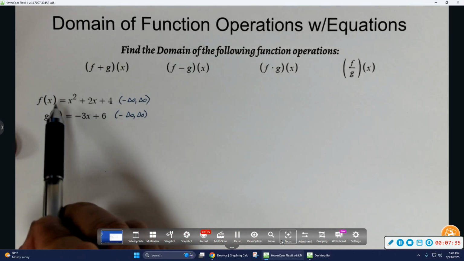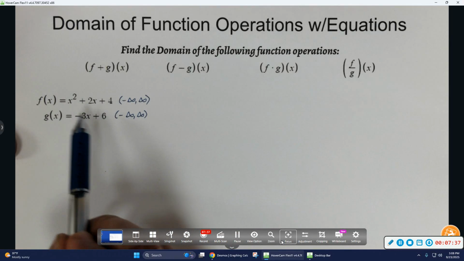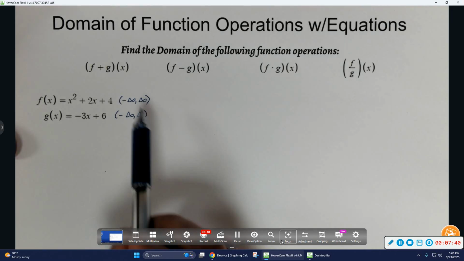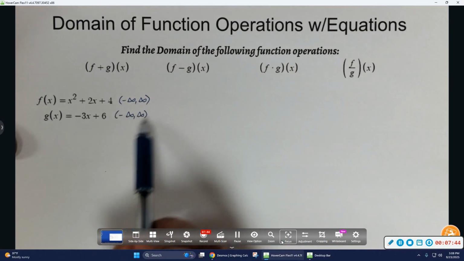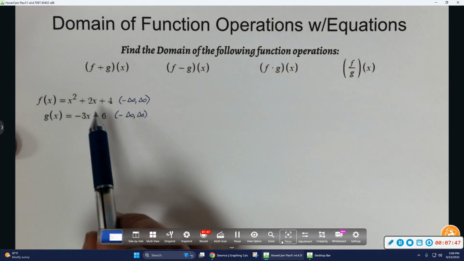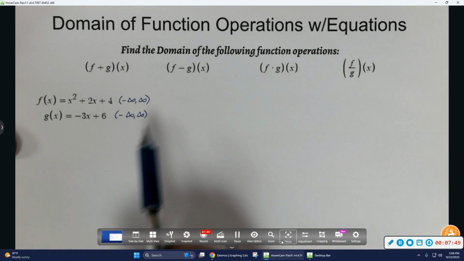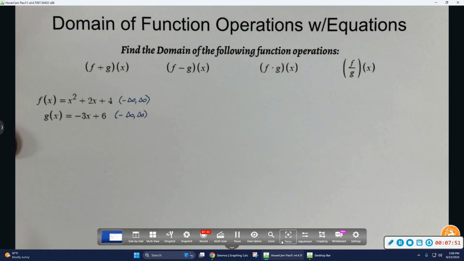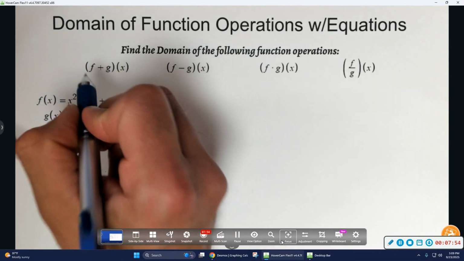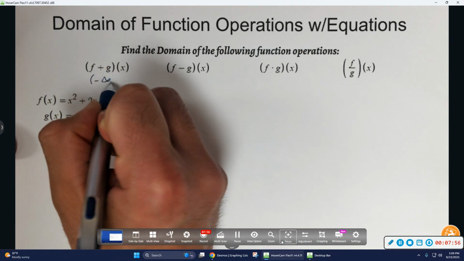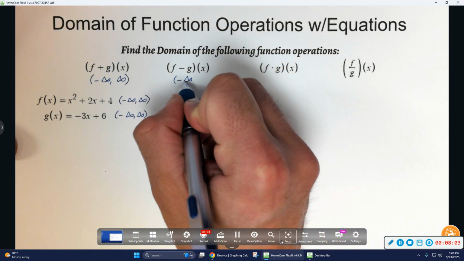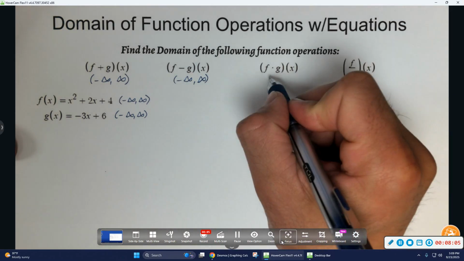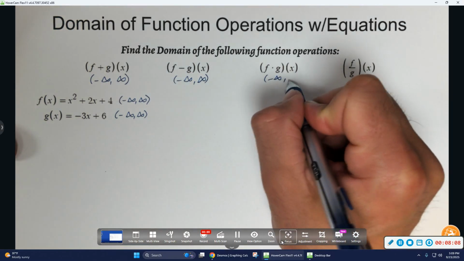Are there any values that exist in f that are not existent in g? Since both of them go from negative infinity to infinity, I can add any value in f to any value in g, because they both overlap in every aspect. So the domain here is from negative infinity to infinity. If I were to subtract them, same thing. I would go from negative infinity to infinity. And when I multiply them, I can go from negative infinity to infinity.